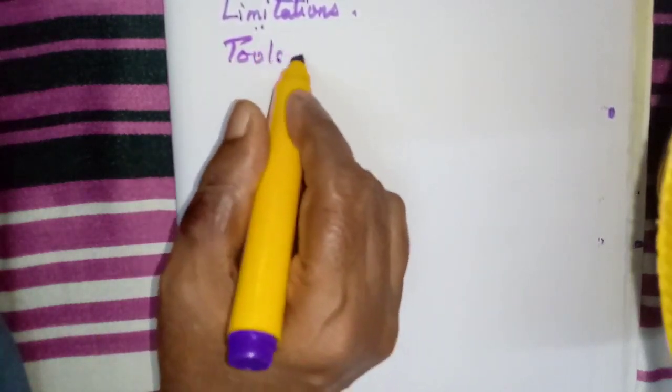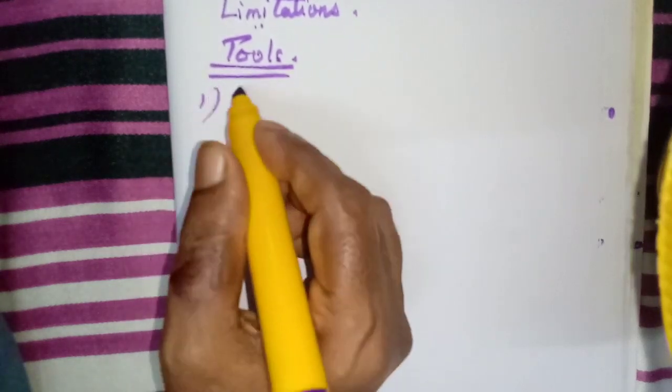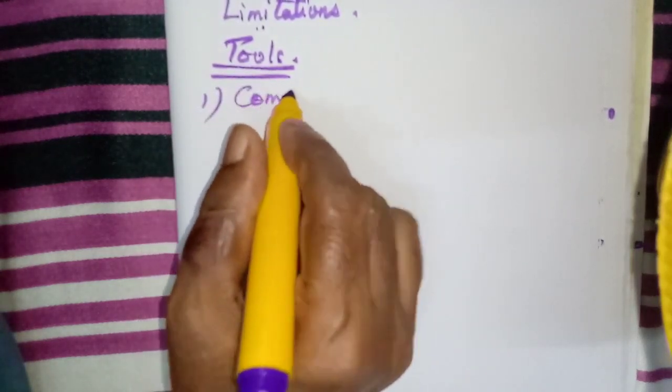Now we will learn the tools of financial statement analysis. First one is comparative statement.